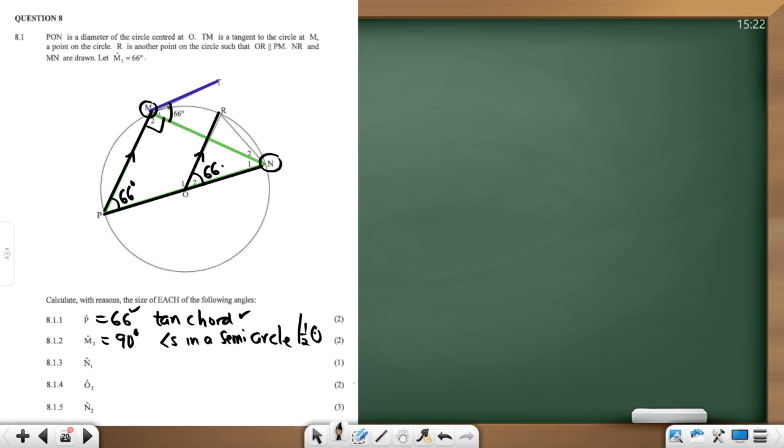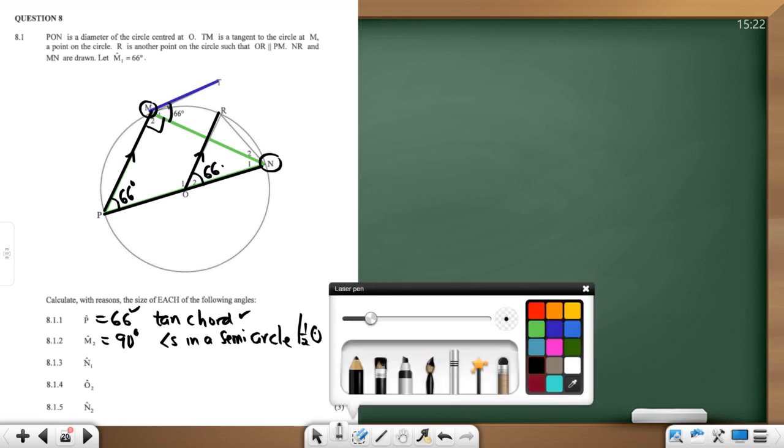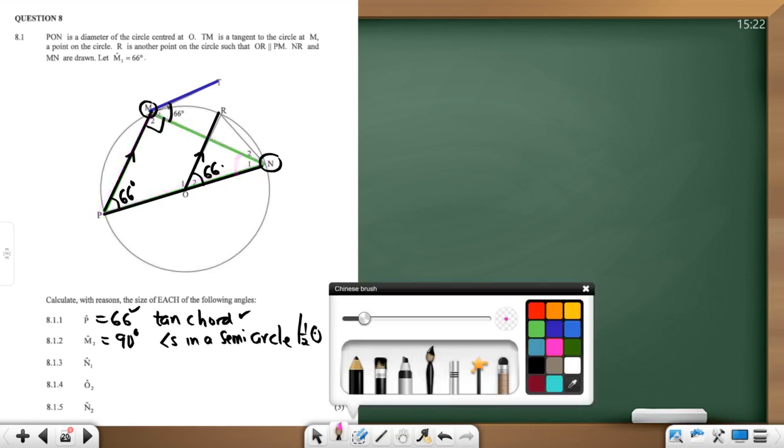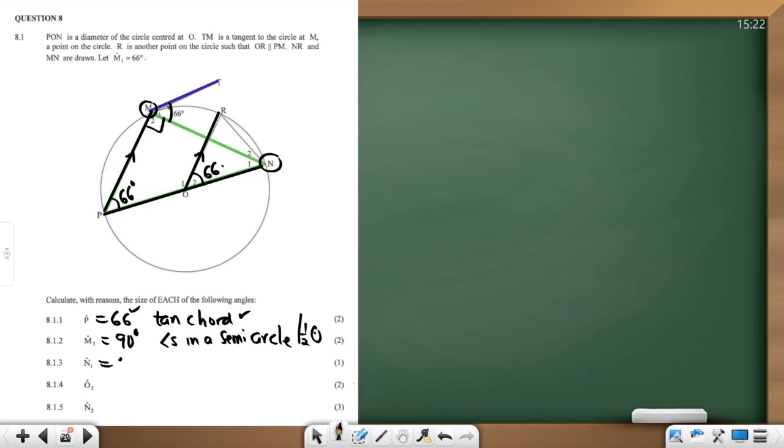N1. Oh no, we didn't get it, but N1 is so easy. Check that. That is a right angle triangle. Sum of angles in the triangle: 90 minus 66 would be 28 degrees. Angles in a triangle. Beautiful. What about O2? We got O2, remember? 66. Corresponding angles. But you must mention the lines that are parallel. PM is parallel to OR. Now we want N2. Okay, this is 3 marks.